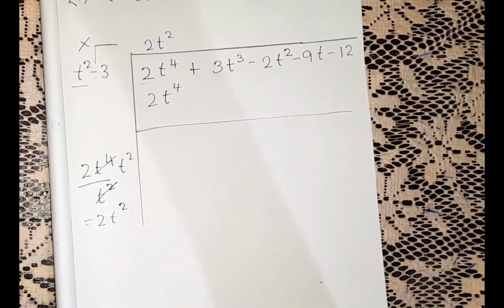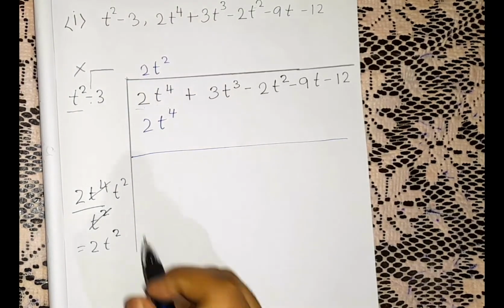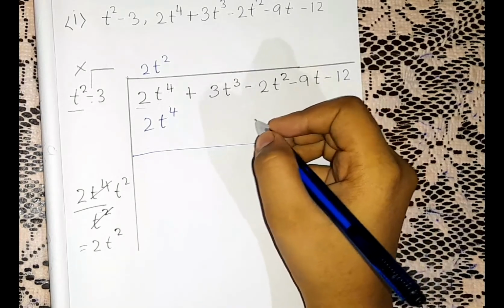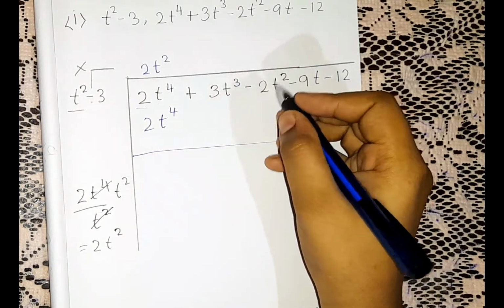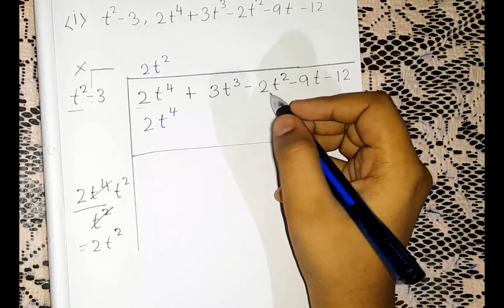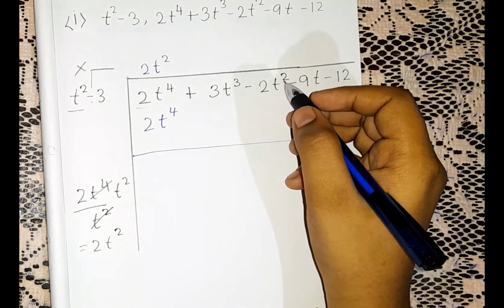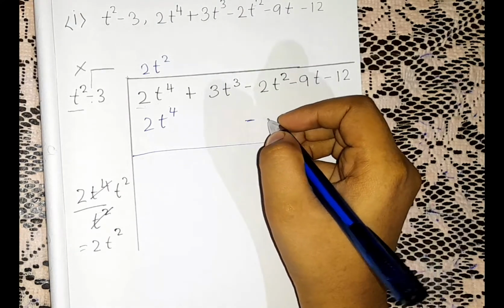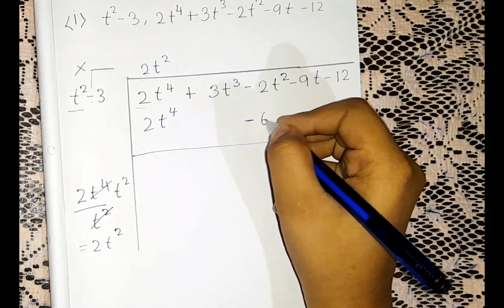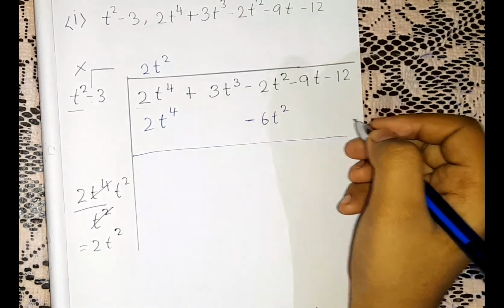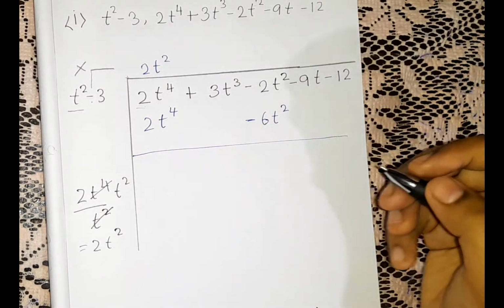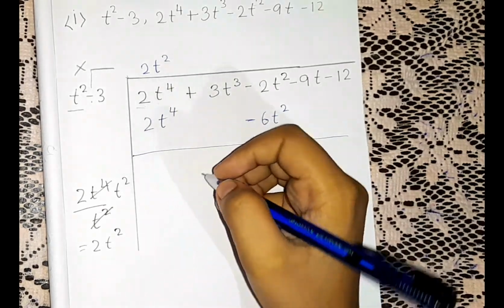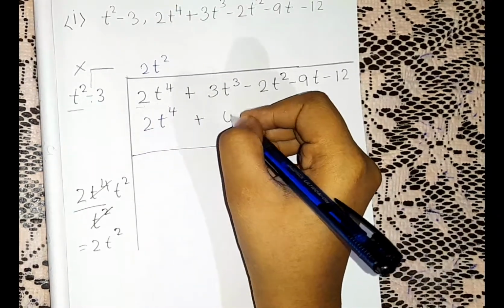So I'm going to be writing minus 6t square down right over here. Why? Because here we are supposed to write the square term. Why? Because here it is minus 2t power t square. Okay, so I'm going to be writing the square term right over here. So now we got minus 6t square. Okay, so this is the main thing in this. Whenever you don't have a cube, so when we did this, we didn't get the cube, what we do is we just write plus 0.